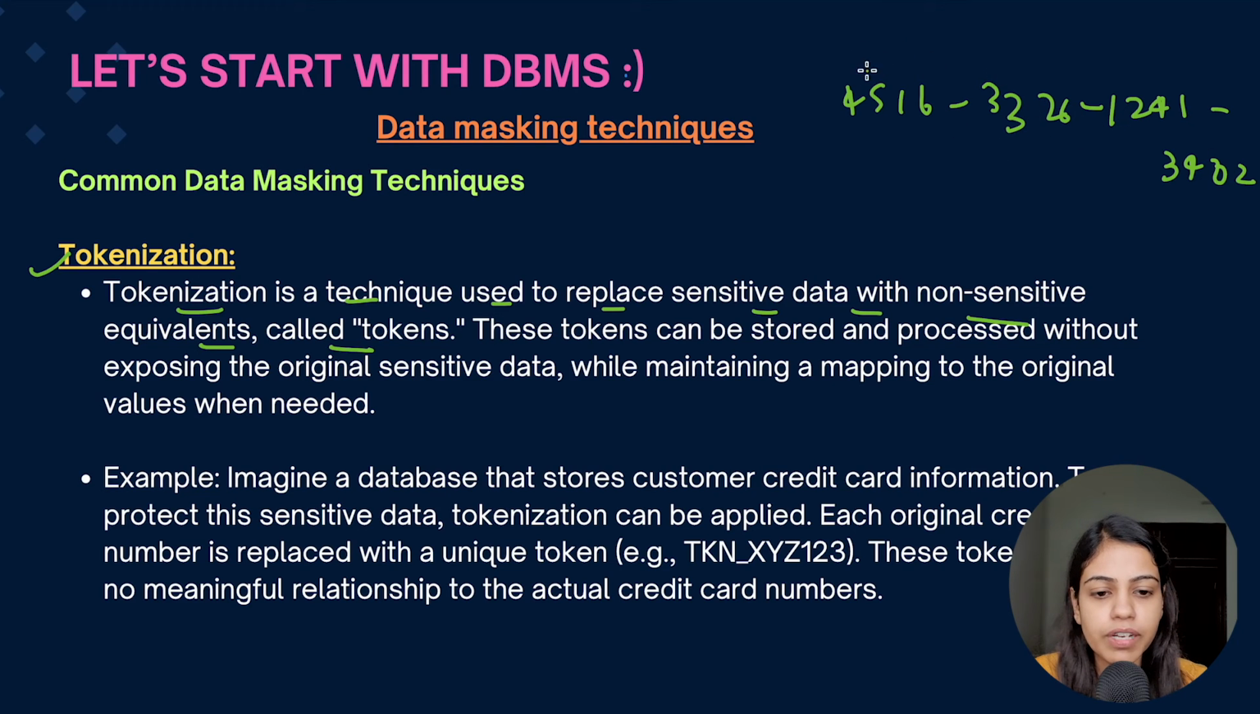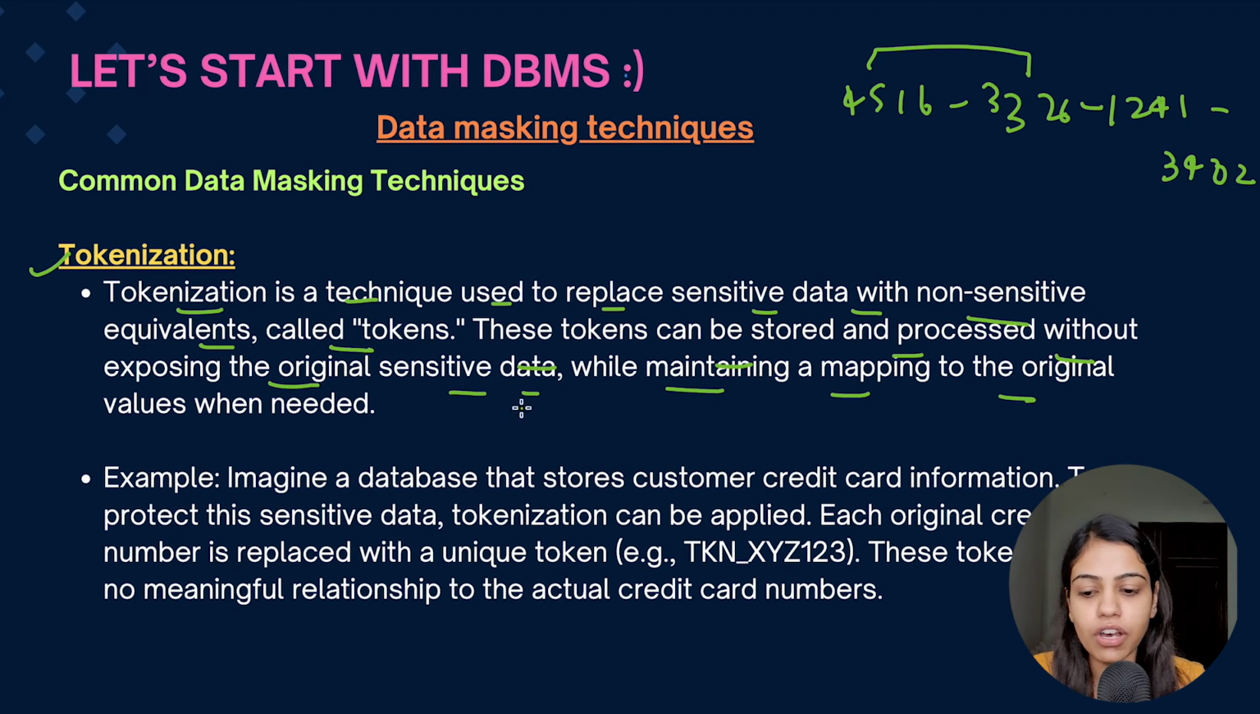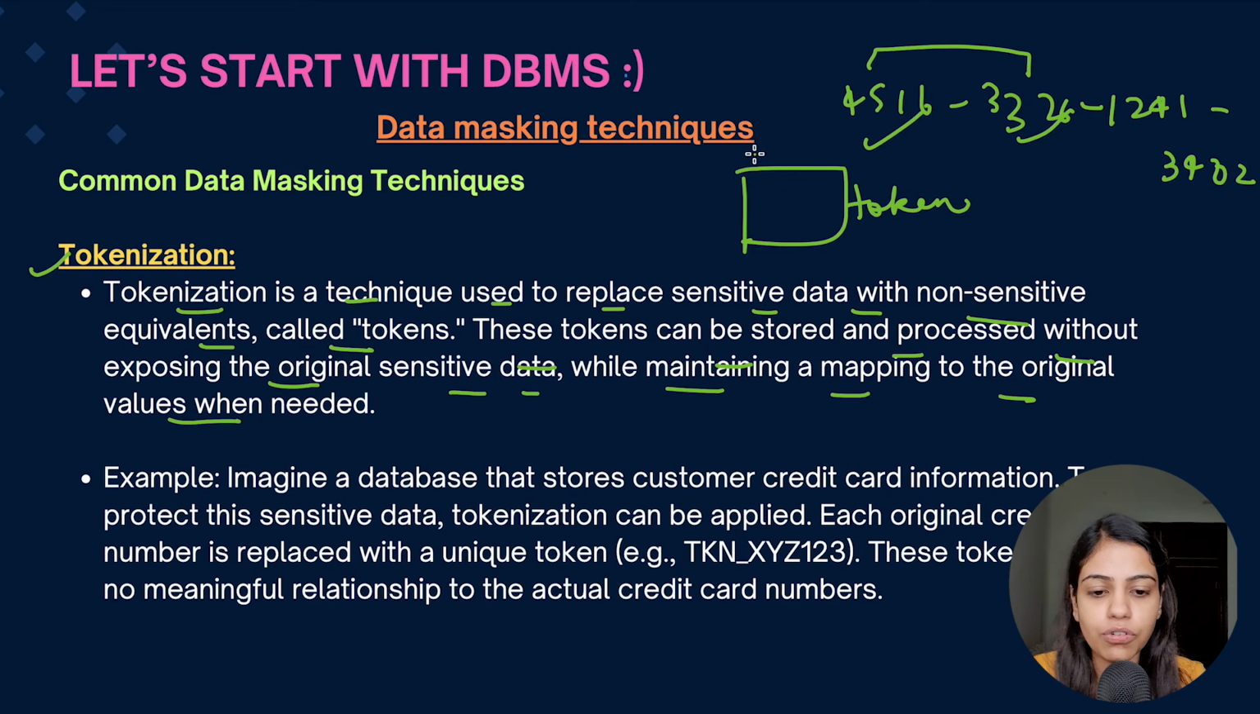So what we will do is, we will give some tokens for some of the digits of this credit card number. So these tokens can be stored or processed without exposing the original sensitive data, while maintaining a mapping to the original values when needed. Consider that these particular values are replaced by the token and we want to know what the original values are for that particular token. So that is stored in a token vault. So there will be a token and then the particular value for that token.